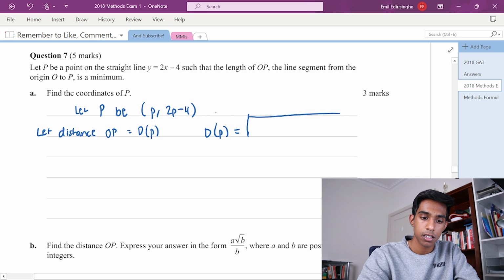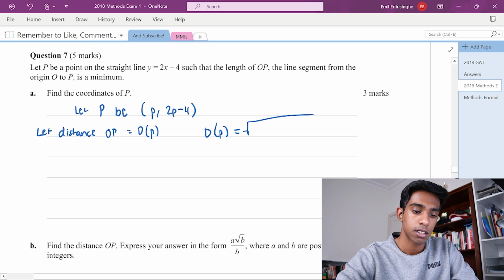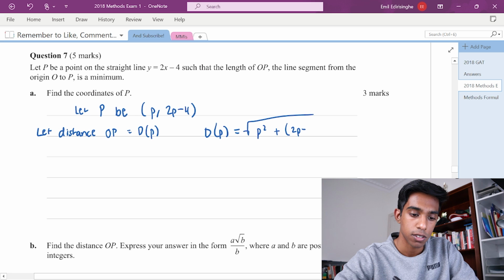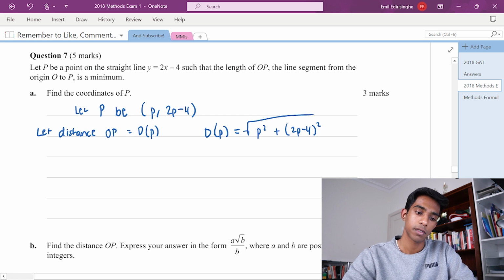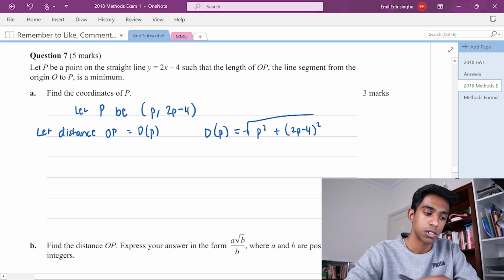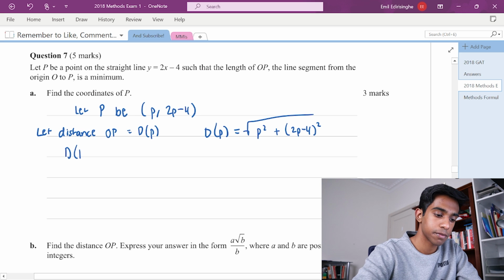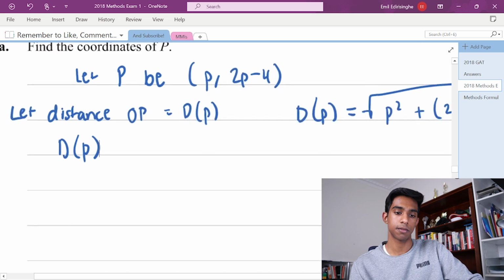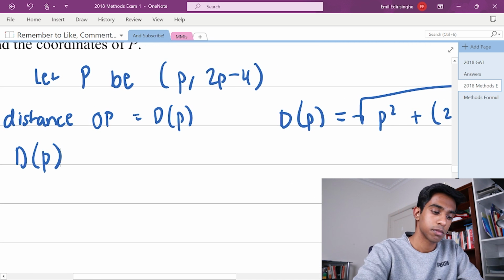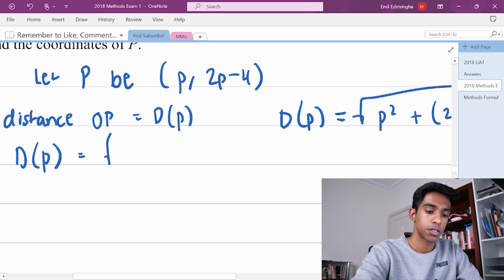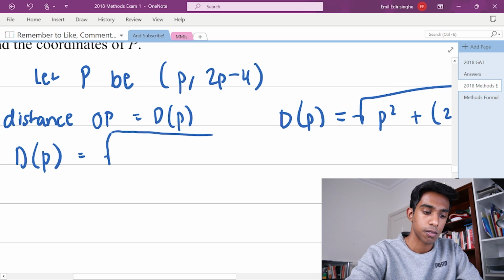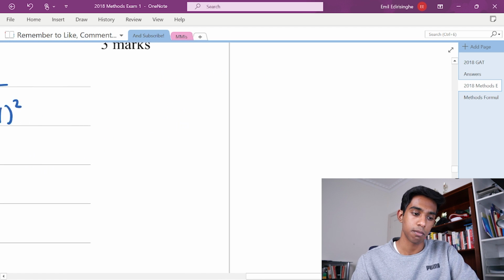So we get root P squared plus 2P minus 4 squared. And then we'll just expand that, and that will give us root 5P squared plus, I'm just combining these two.